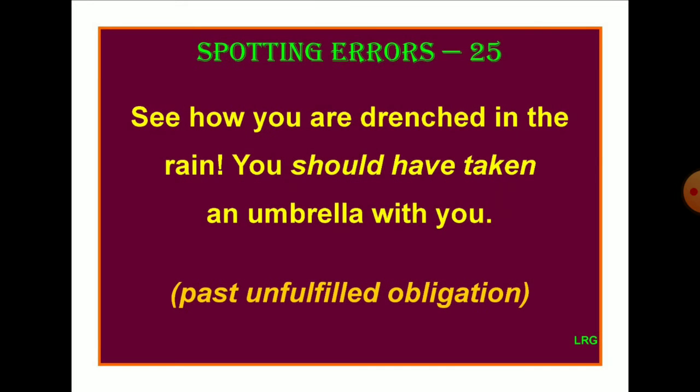The next sentence. See how you are drenched in the rain. You should have taken an umbrella with you. In this sentence, the modal auxiliary should have, with the main verb taken, expresses the fact that the person drenched in the rain had an obligation or necessity to take an umbrella, but that necessary action was not performed. So, to express an unfulfilled past obligation or necessary action, you have to use the modal auxiliary should have with the past participle of the main verb.